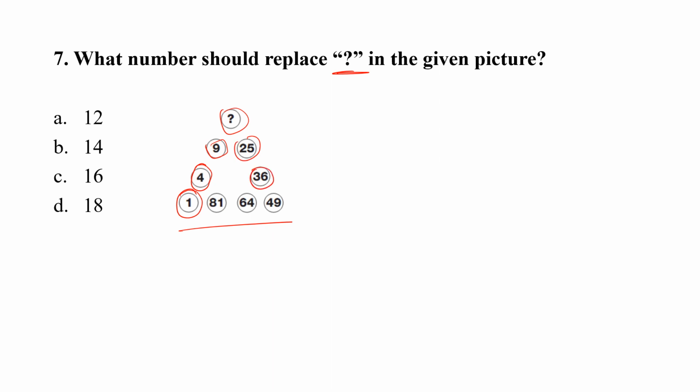36. From here, we find all these numbers are squares. 4 is the square of 2, 9 is the square of 3, 25 is the square of 5. So this one must be the square of 4. So the square of 4 will be 16. So therefore the correct option here is option C, that is 16.